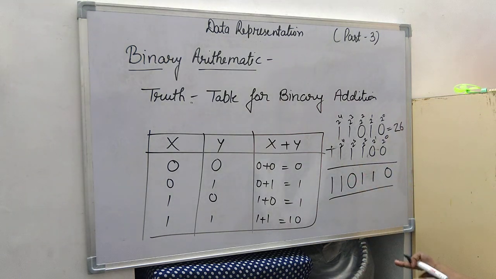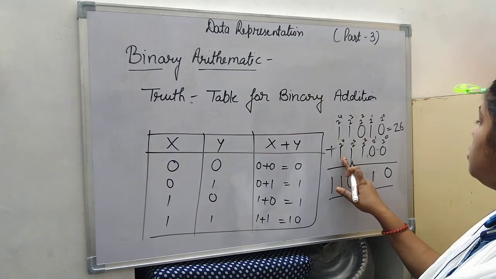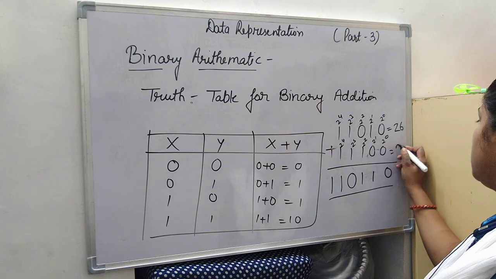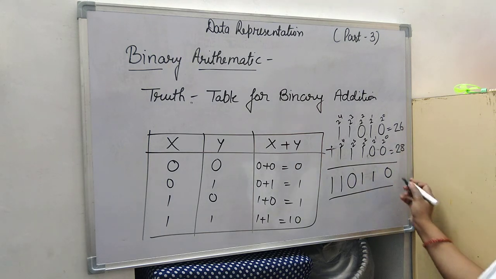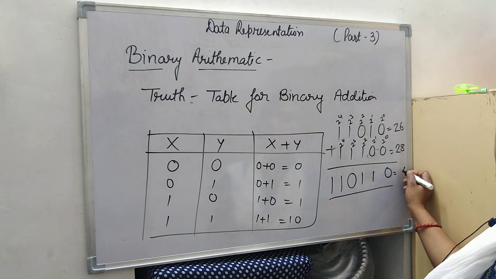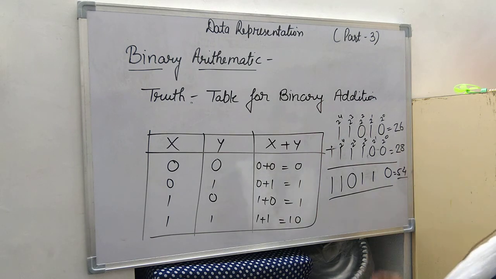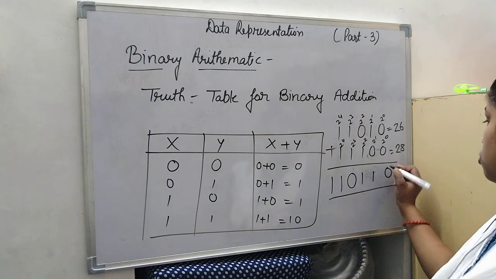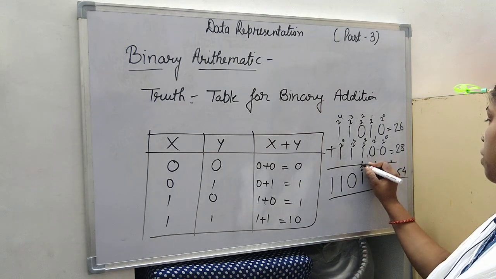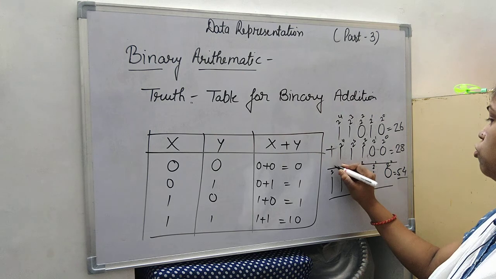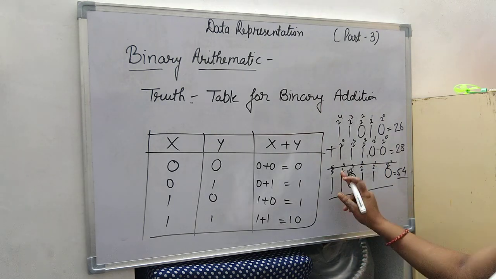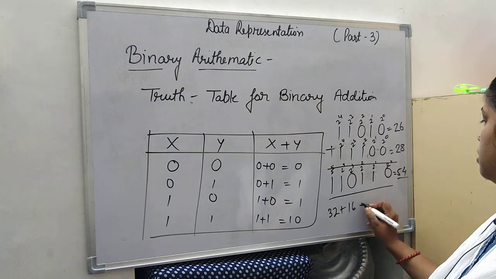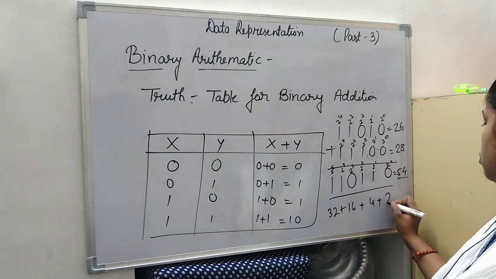Now convert this one. 2 power 4 is 16, plus 4 gives you 20, and 8, it is 28. So what the answer should be: 26 and 28 is 54. So we should check whether it is 54 or not. For this, 2 power 0, 2 power 1, 2 power 2, 2 power 3, 2 power 4 and 2 power 5. Here we can see that 2 power 5 is 32, so 32 plus 16 plus 4 and plus 2.